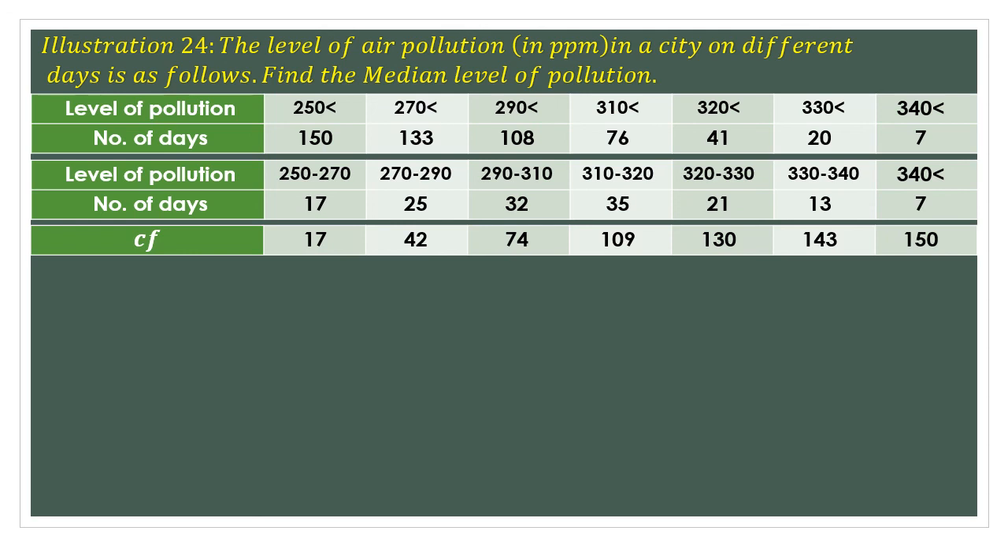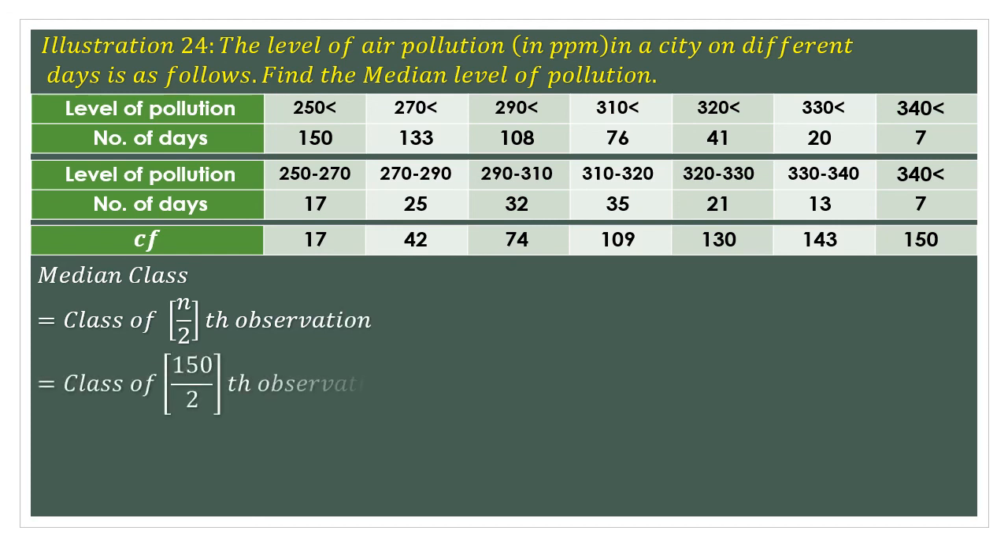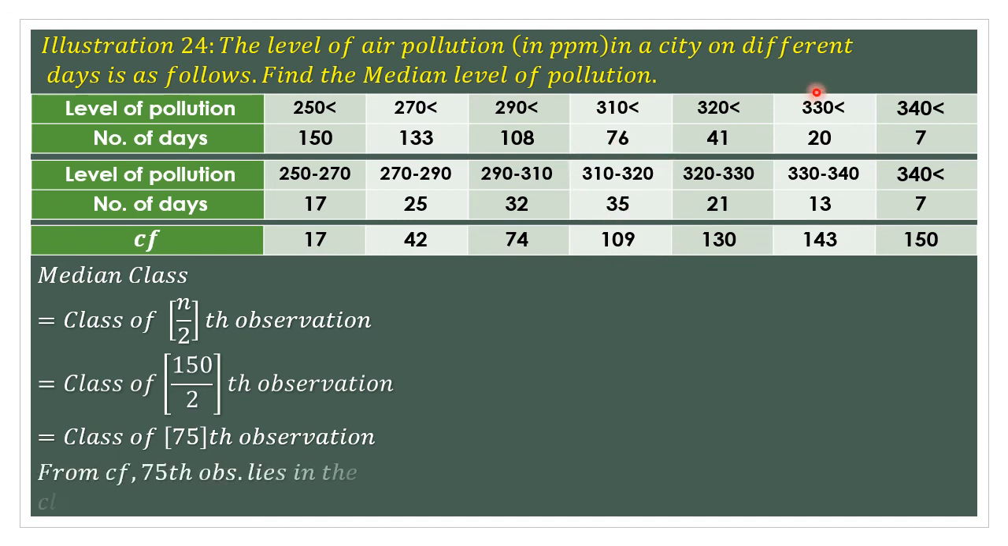That means the total frequency, the last value of the CF is 150. That means the total number of frequencies are 150. Using that data, we have to start with calculating the median class here. Class of n upon 2th observation, that would be 150 upon 2 observation, meaning 75th observation. Now as you can see in the question here, the CF which has 75th observation is 109, the class is 310 to 320. So from CF, 75th observation lies in the class 310 to 320.